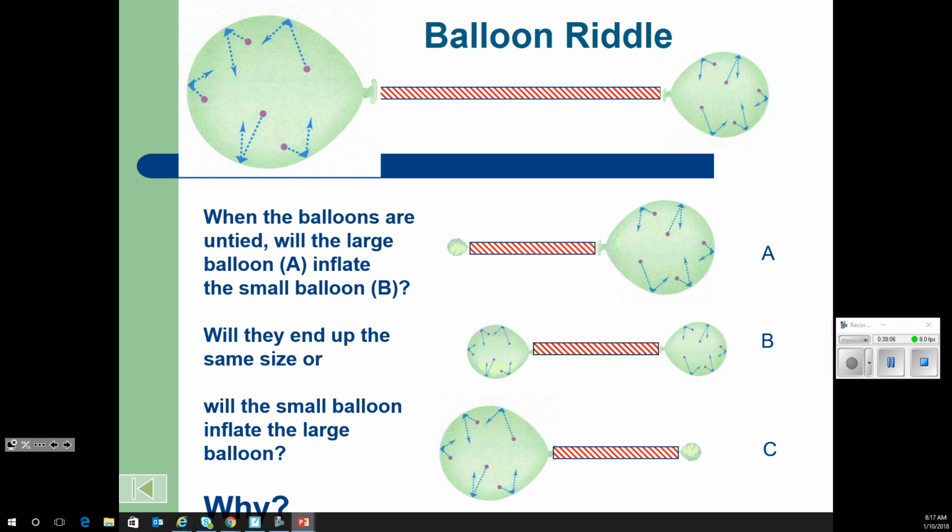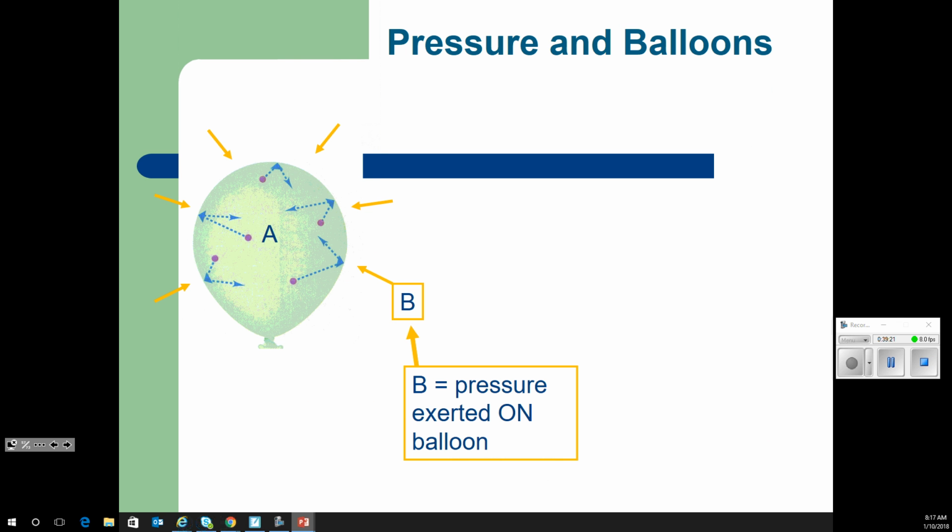Once you get a balloon started, is it easier to blow it up? Oh yeah, it's a lot easier once you got that first initial pop in there, right? So what's going on here is we're looking at the pressure inside and outside of the balloon: how much pressure is exerted by the outside forces versus how much by the inside.